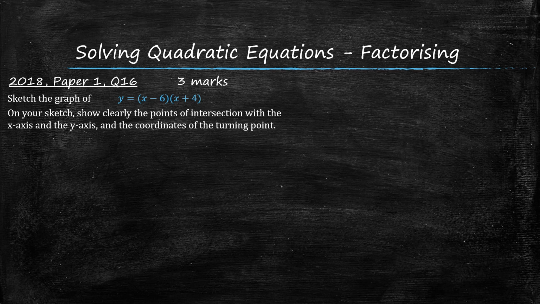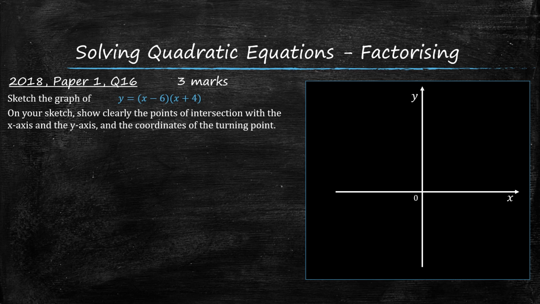Our next example is from a past paper. It's from 2018, paper 1, question 16, and is for 3 marks. Sketch the graph of y equals, in brackets, (x minus 6) times (x plus 4). On your sketch, show clearly the points of intersection with the x-axis, the y-axis, and the coordinates of the turning point.